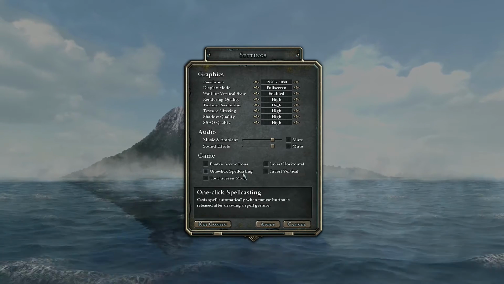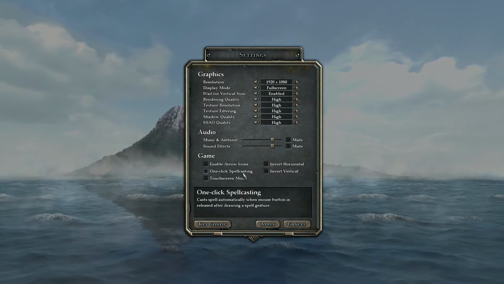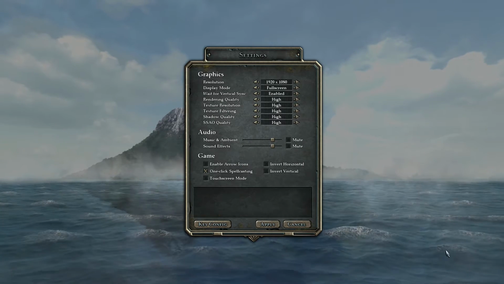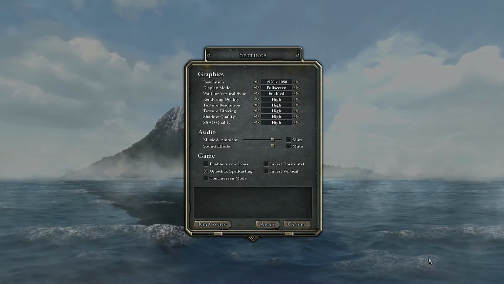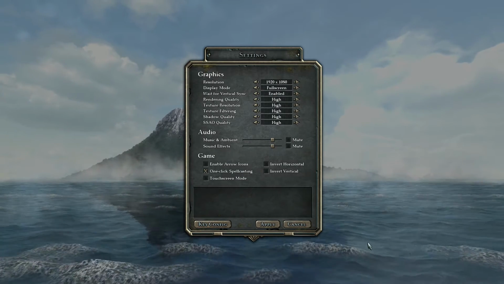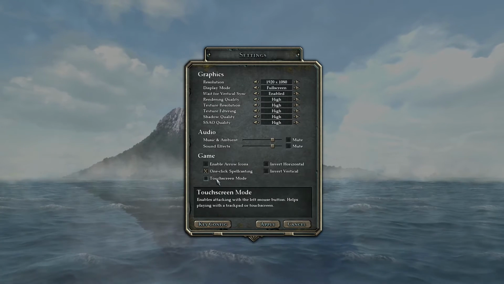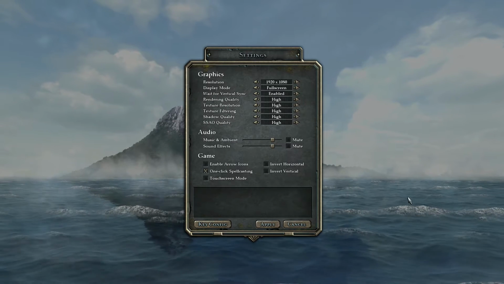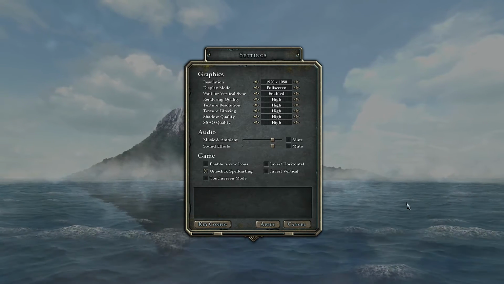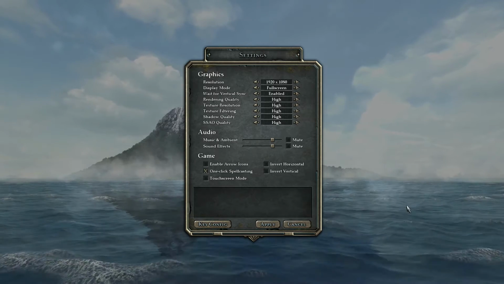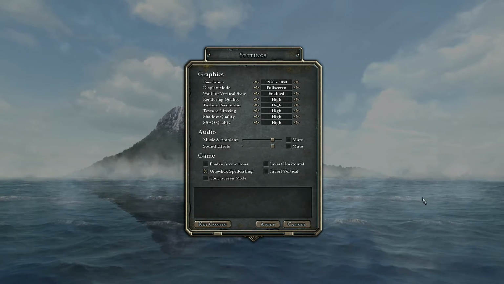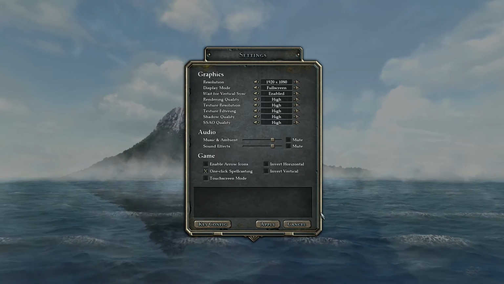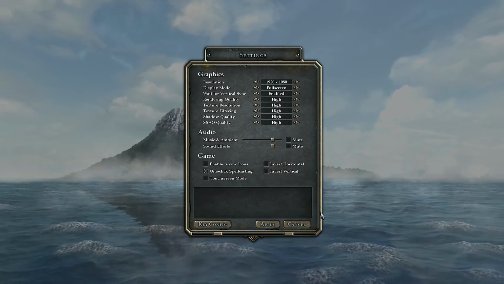One-click spellcasting is something we will actually be using. What this does is it makes it so that when you click to cast a spell, when you unclick, it will cast the spell. That's all that is. Touchscreen mode basically makes it so that whenever you left click, you will swing with weapons, and so forth. Use potions. Usually, you right click to use items or swing weapons. Just as a general thing. So, that's all that is.